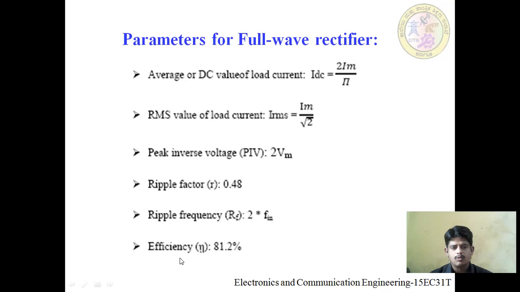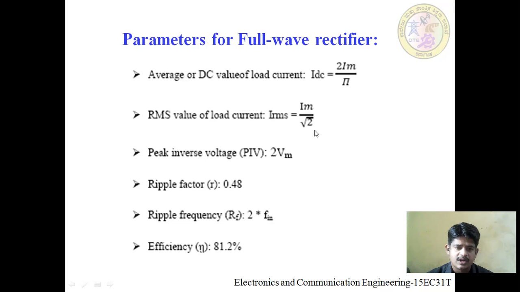And more importantly, the efficiency of a full wave rectifier is 81.2 percent, whereas in the half wave it was 40.6. After this slide we are going to see how we get the 0.48 and 81.2 percentage. So these are the parameters you must remember regarding the full wave rectifier, and these equations are also very important.